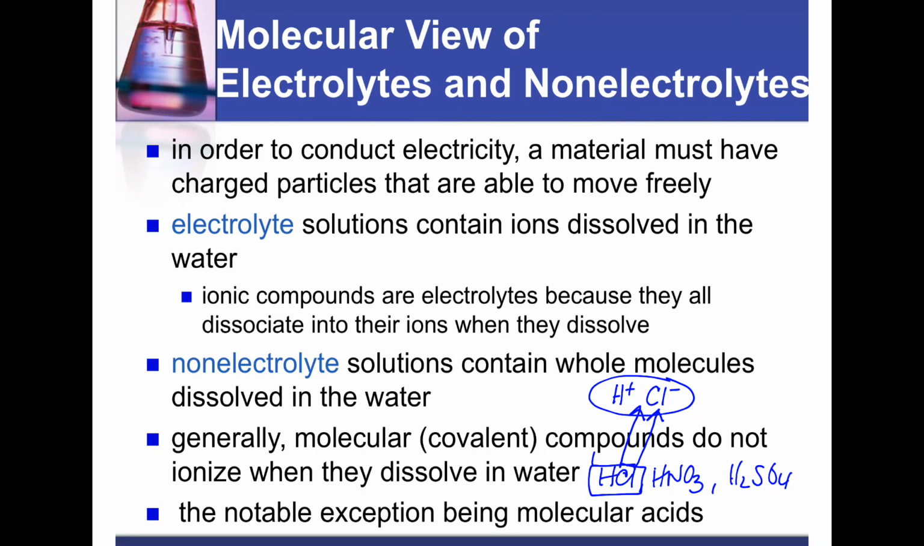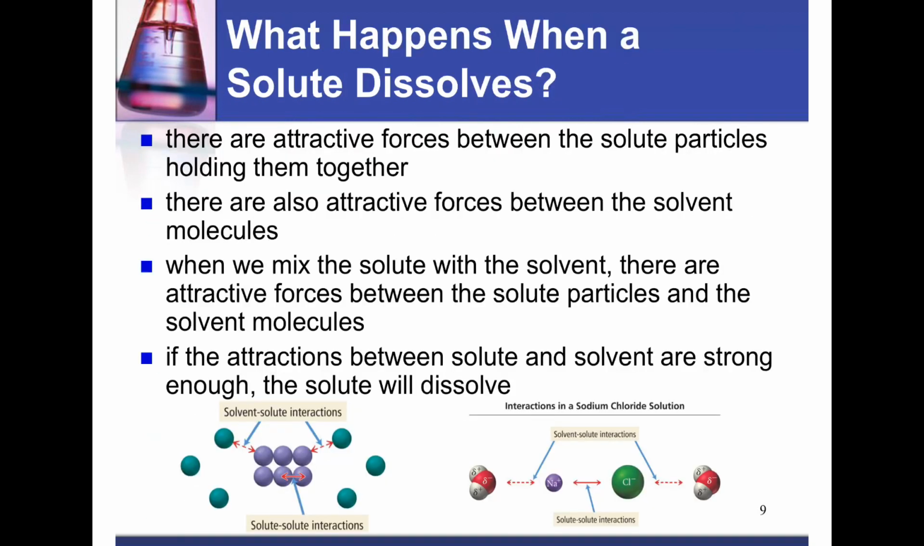And because they produce ions, they are strong electrolytes. And that means they are covalent compounds that are strong electrolytes. That is certainly an exception. Most covalent compounds are non-electrolytes.